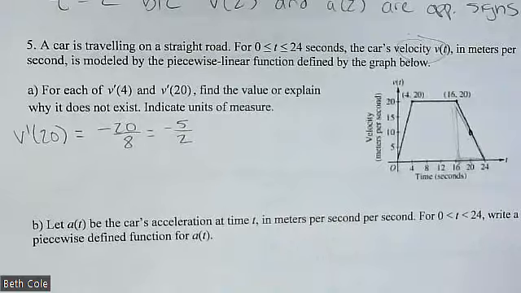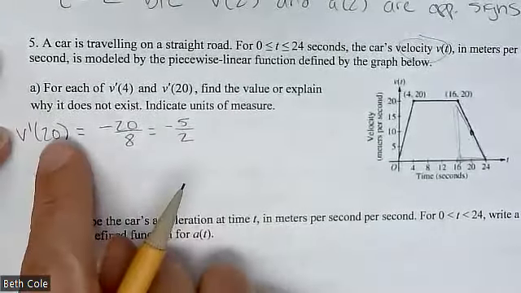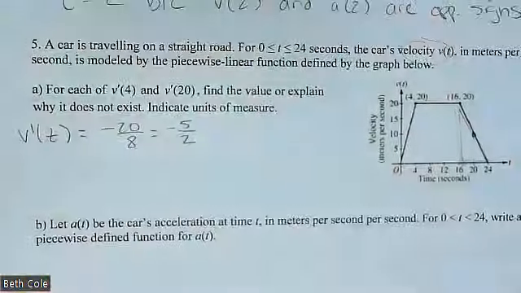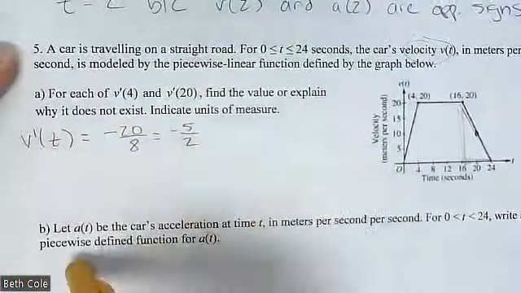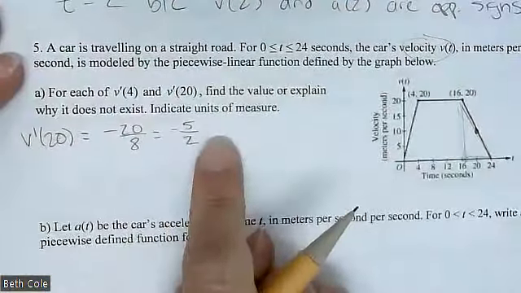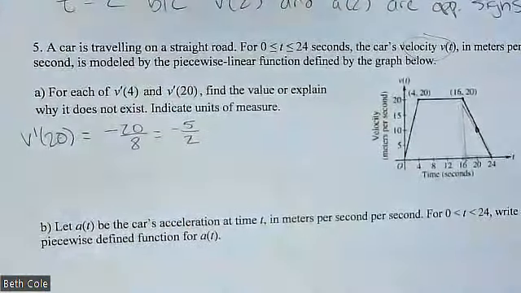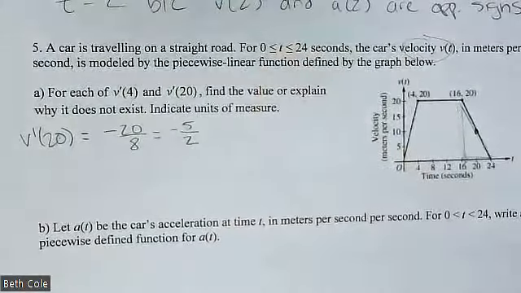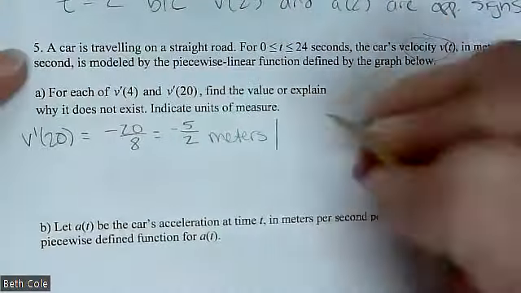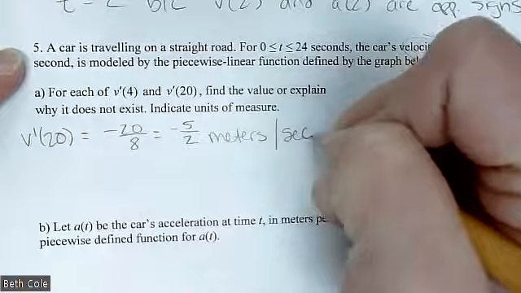And that's not a linkage error? No. If I had said v prime of t or x, that's a linkage error. But because I'm doing it at a specific number, that's what it equals. Now it says indicate units of measure. We did a derivative of velocity, so it's an acceleration. So it'll be meters per second squared. Good.